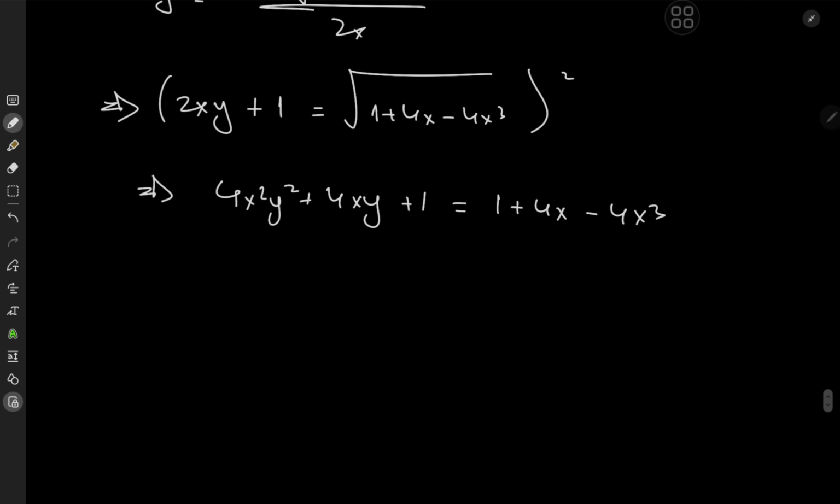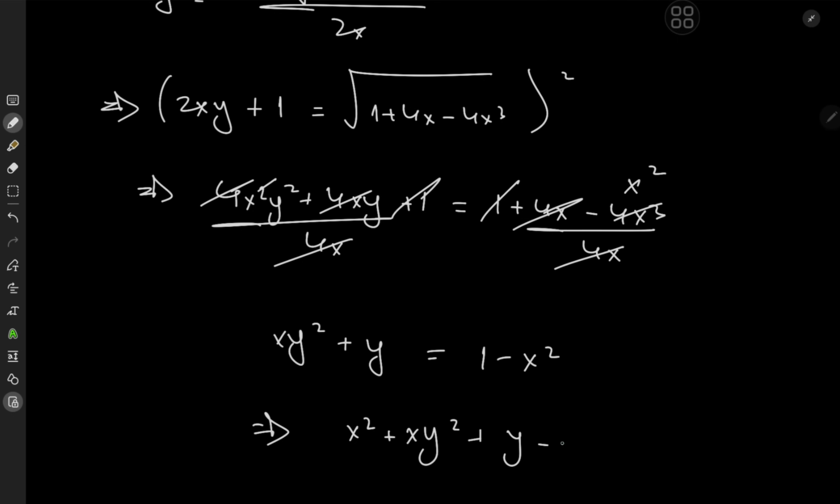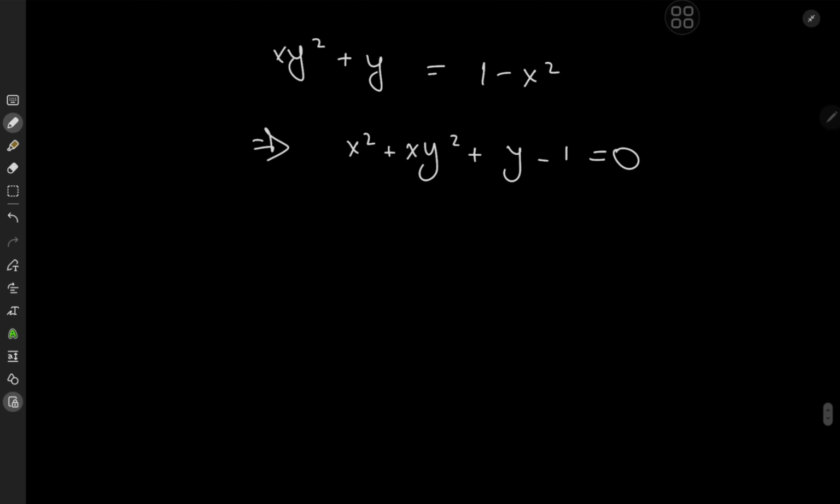What am I going to do now? I have no idea. I'll just take everything on the right to the left. Or I could just multiply by 1 over 4x. So that gives me what exactly? Well, I've got lots of nice cancellations, and xy squared plus y equal to 1 minus x squared, which implies that we have x squared plus xy squared plus y minus 1 equal to 0, which is a quadratic equation in x.